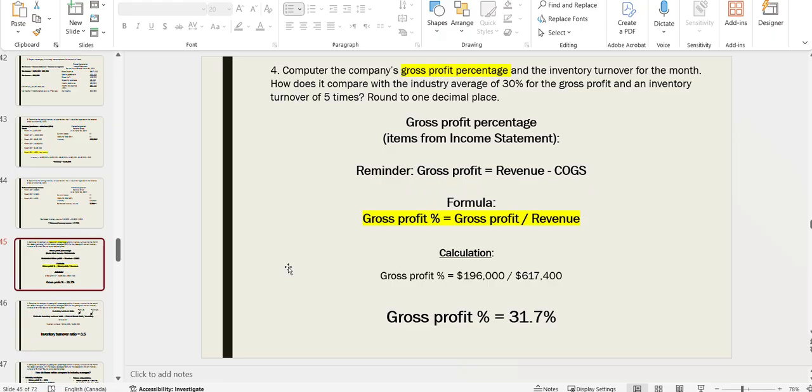And in the fourth part of the question, we need to calculate gross profit percentage. Gross profit percentage is calculated by dividing gross profit by revenue. You know that your gross profit is calculated by revenue minus cost of goods sold, and you have your revenue also. Revenue minus cost of goods sold divided by your revenue gives you your gross profit percentage, which is 31.7%.